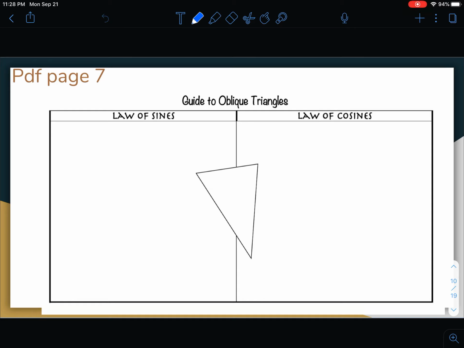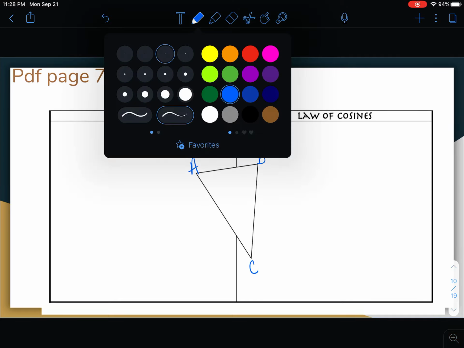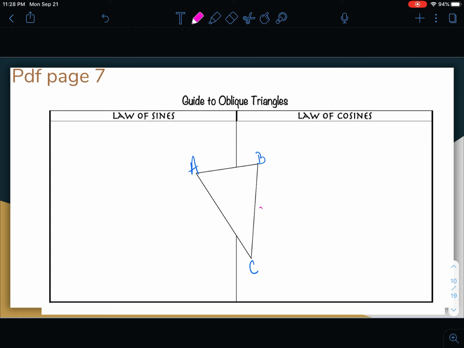Go ahead and label this triangle A, B, and C for our three angles. And then for our three sides, across from angle A would be side A, across from angle B is side B, and across from angle C is side C.